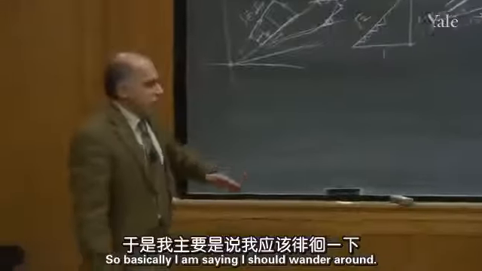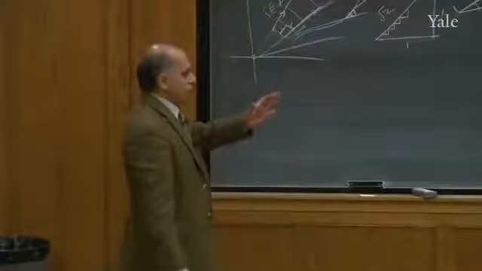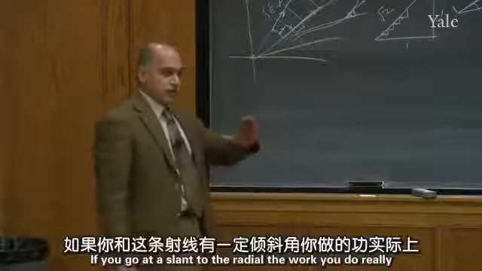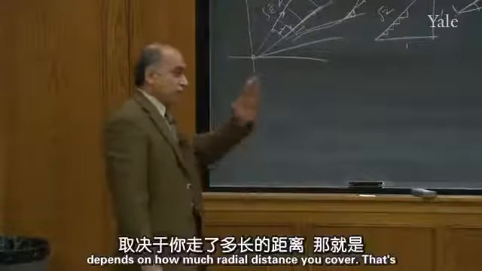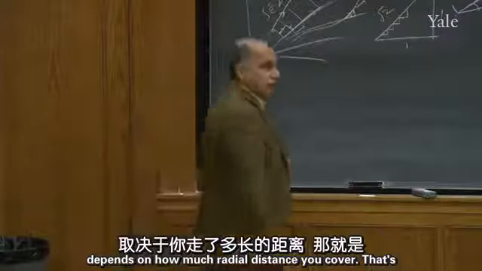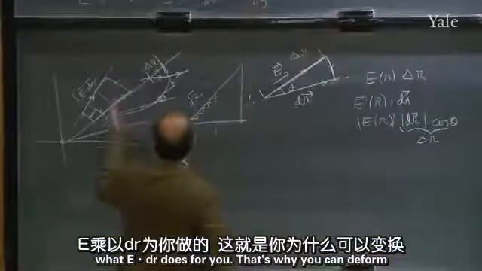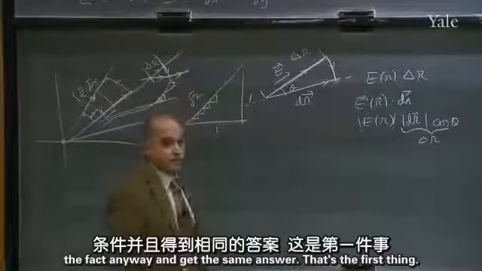So basically I'm saying as you wander around, you may not choose to go radial, angular, radial, angular. But if you go at a slant to the radial, the work you do really depends on how much radial distance you cover. That's what E dot dr does for you. That's why you can deform the path anyway and get the same answer.